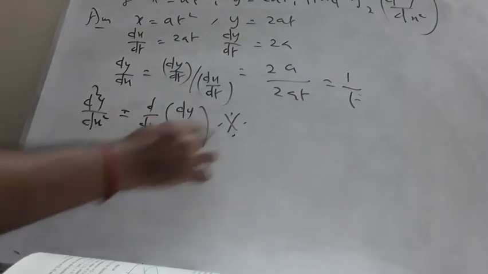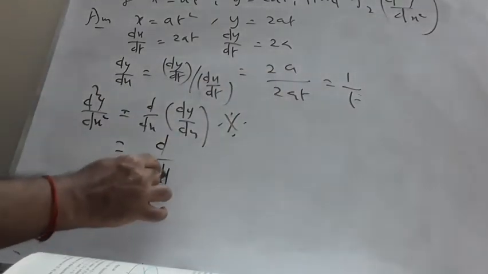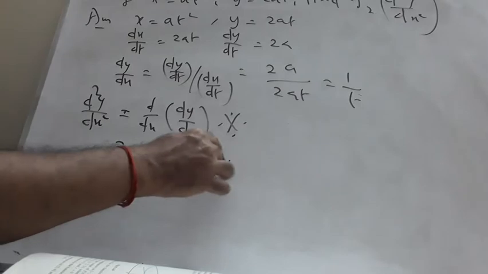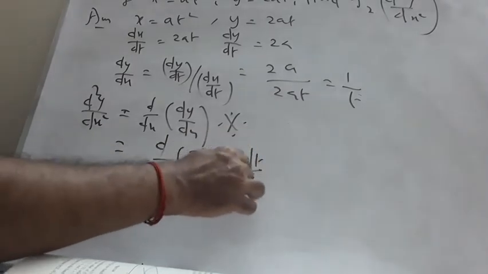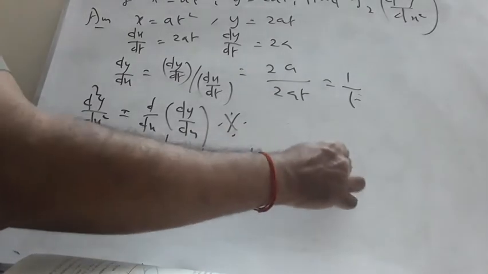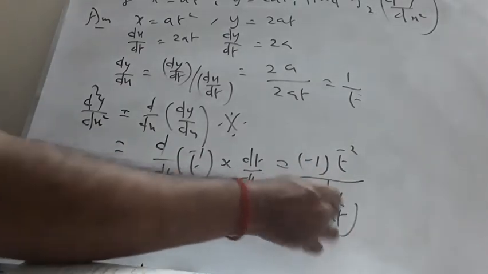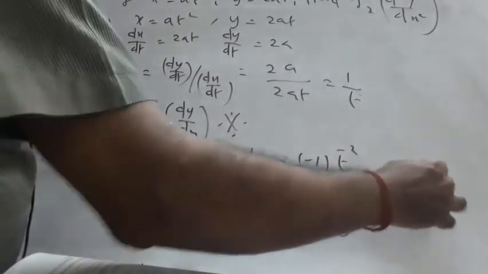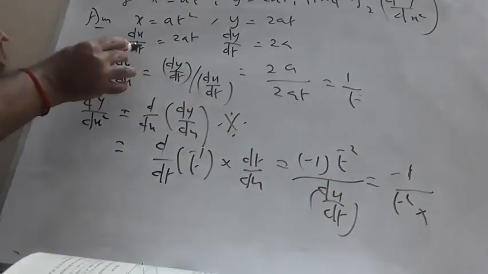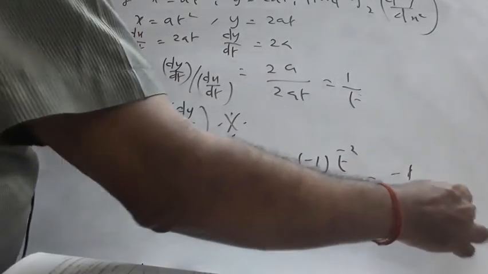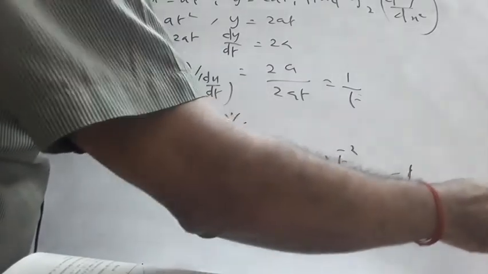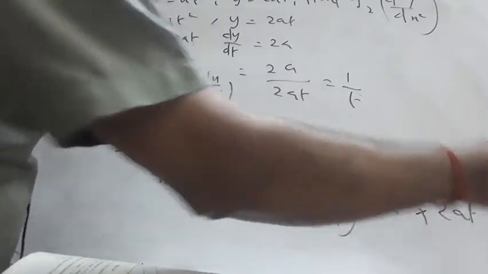Now, this is in terms of t. Therefore, I will write this as d by dt of t power minus 1 into dt by dx, which is equal to minus 1 into t power minus 2 divided by dx by dt, which is equal to minus 1 by t square into, what is dx by dt? This is 2at. Therefore, this will be reduced to minus 1 by 2at cube.